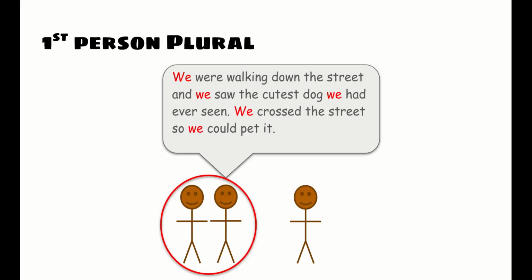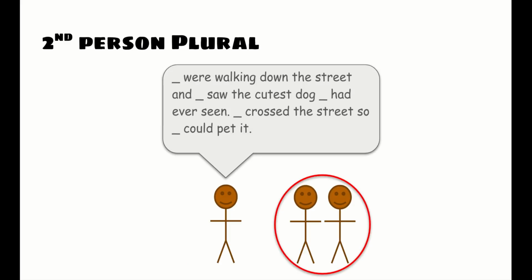This is first person because the person who is telling the story is also the person who did the story, but they did it with more than one person. So we were talking about what we did, not just what I did, but what we did.